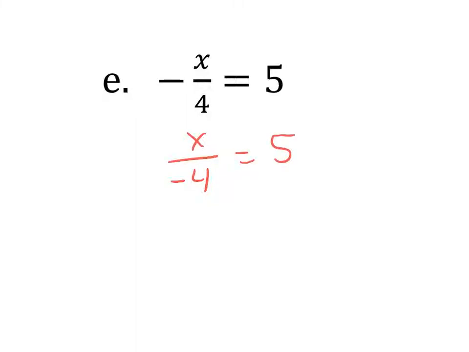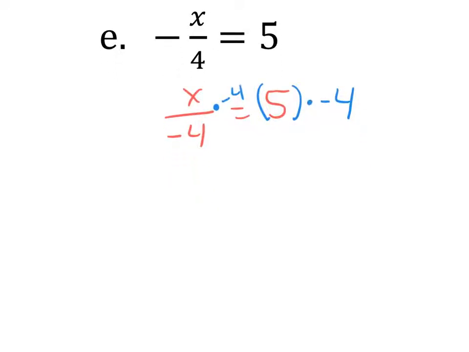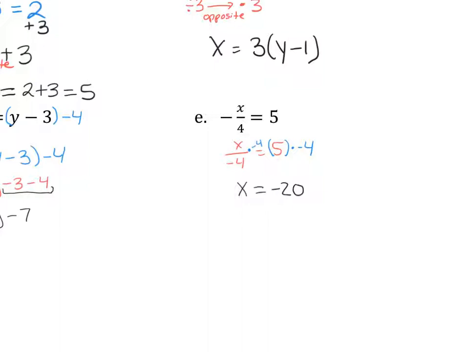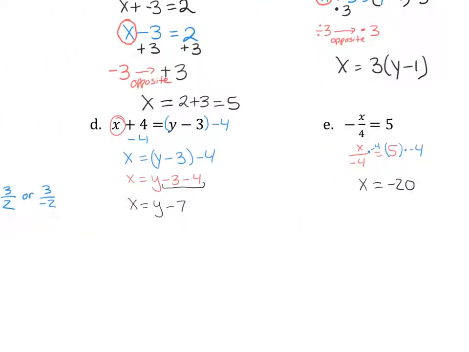And then it's a little bit more obvious, what do we have to do in order to get x by itself? Just 4? Negative 4. So you'd multiply both sides by negative 4. So on the left-hand side, they'd cancel out. We'd be left with our x equals, and then 5 times negative 4 would give us negative 20. All right, any questions there on how to isolate a variable?